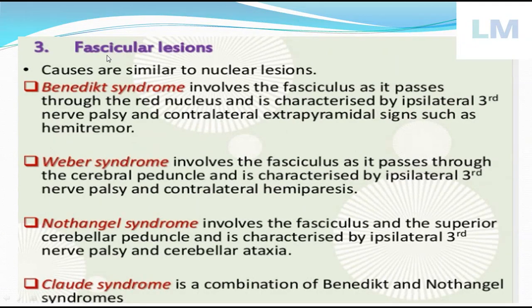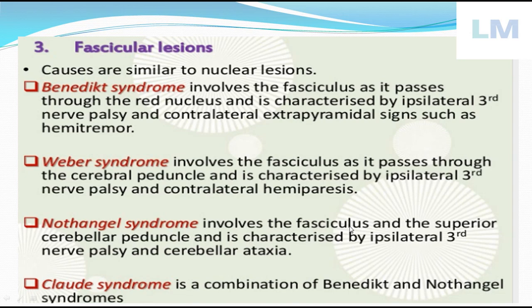There are various other fancy syndromes with respect to this. Benedict syndrome, which involves the fasciculi of the red nucleus and is characterized by ipsilateral third cranial palsy and contralateral extrapyramidal syndrome. Because it's called Benedict's, the red nucleus will also be involved. Okay, just remember, Benedict's means red. Weber syndrome involves fasciculi of the oculomotor nerve and the cerebral peduncle also. Therefore, when it involves the cerebral peduncle, the person will have contralateral hemiparesis or hemiplegia with ipsilateral third cranial palsy. Ipsilateral means same side, contralateral means opposite side.